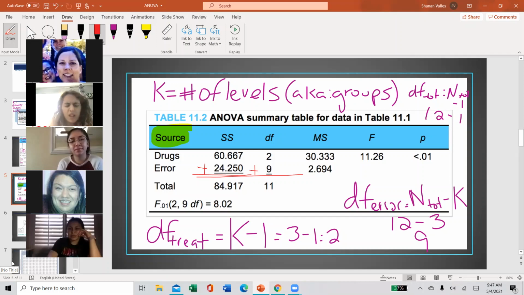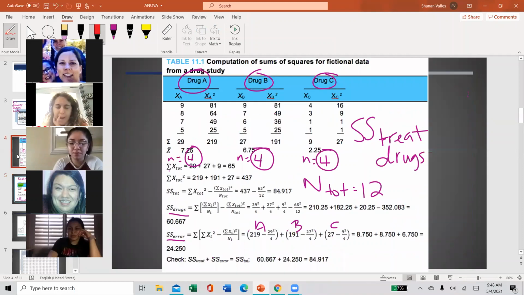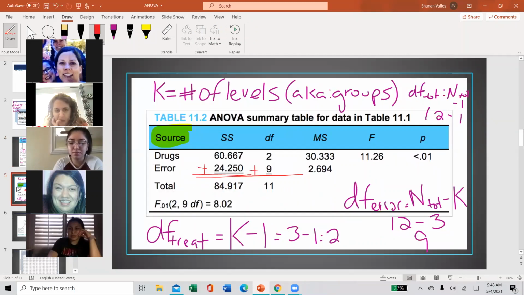What was K again? Number of levels, right? Okay, so it's the number of groups. 3. Right, we had 3 drug groups. Okay, so K is the number of levels of the independent variable, or groups. How many groups are you comparing?